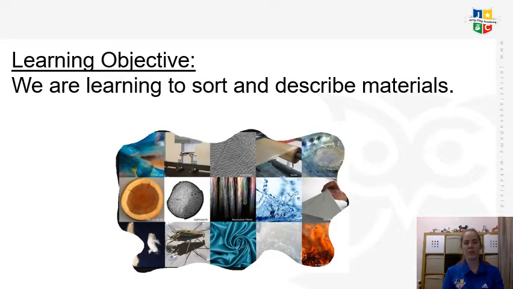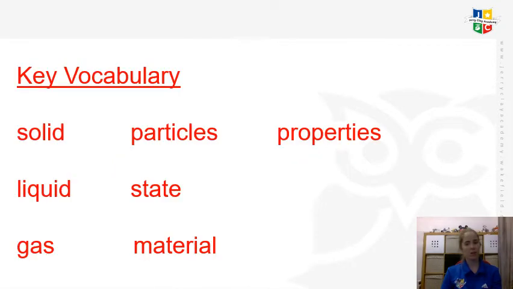Our learning objective that we'll be looking at today is we are learning to sort and describe different materials. Some of the key vocabulary we'll be looking at throughout the lesson are solid, liquid, gas, particles, state, material and properties. If there are any words that you are not sure of, we'll look at them as we go through the lessons so that you know how to include them into your activities and independent learning.